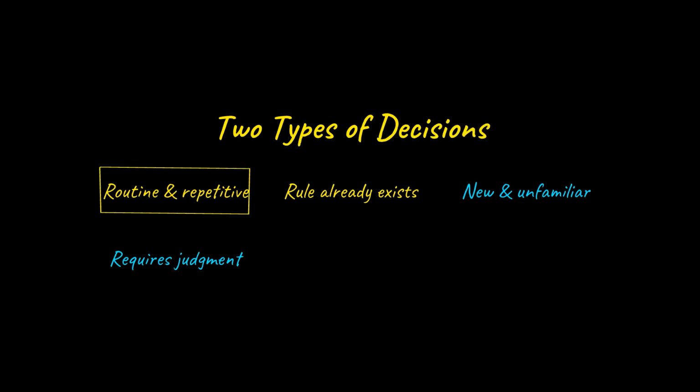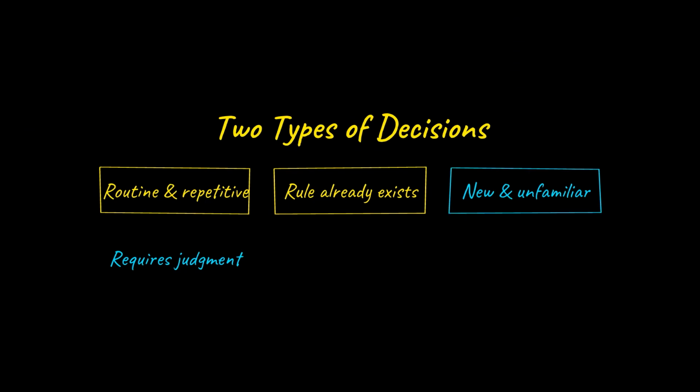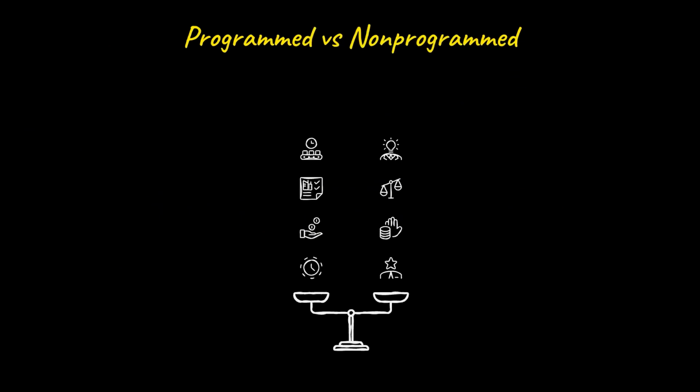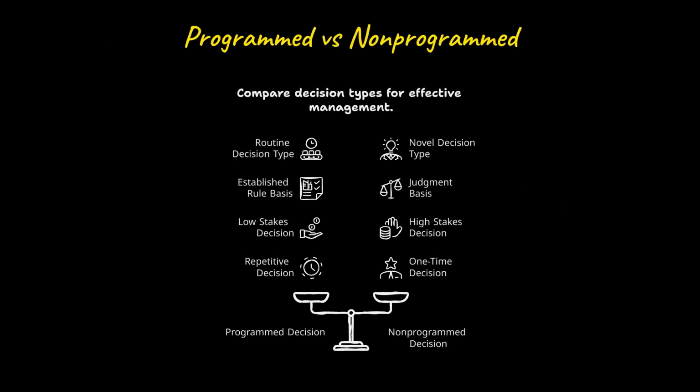Program decisions are routine and repetitive. A rule or procedure already covers them, so the manager simply follows it. Non-program decisions are new and unfamiliar, carrying important consequences that no standing rule can resolve. Picture a warehouse that reorders boxes the moment stock drops to a fixed level. That's a program decision handled entirely by an established rule.